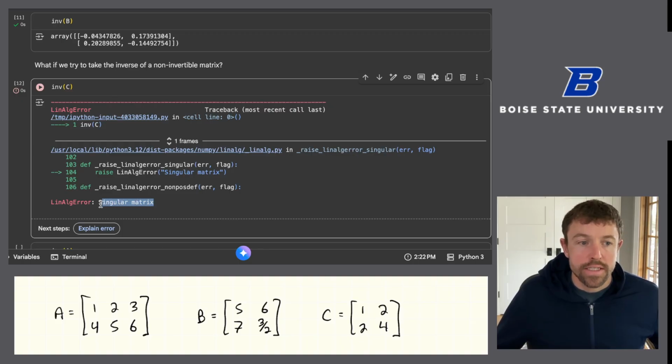It tells us that it's a singular matrix. That is to say, its determinant is 0. So again, this is a nice error message. It tells us what's going on.